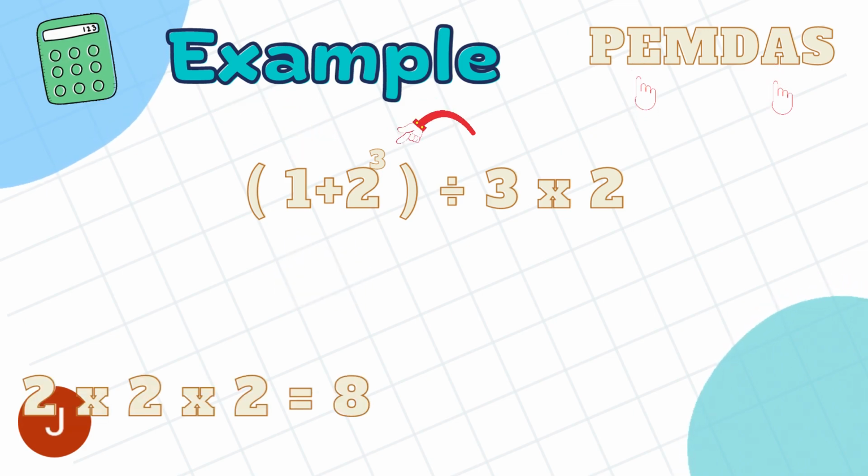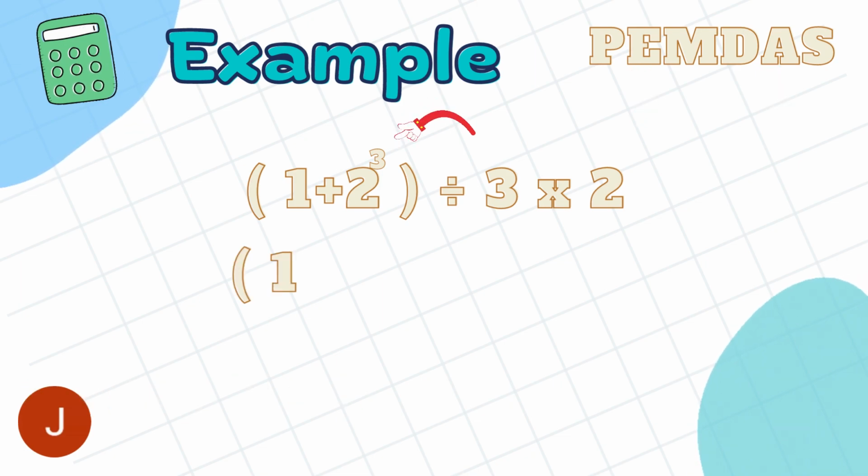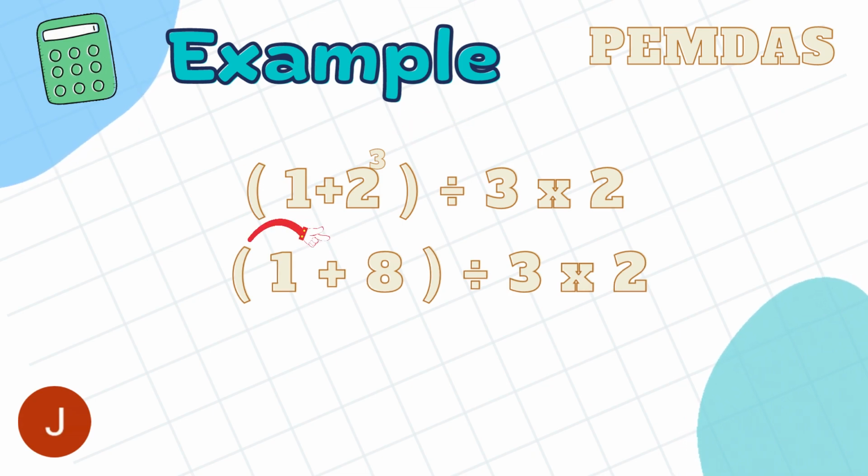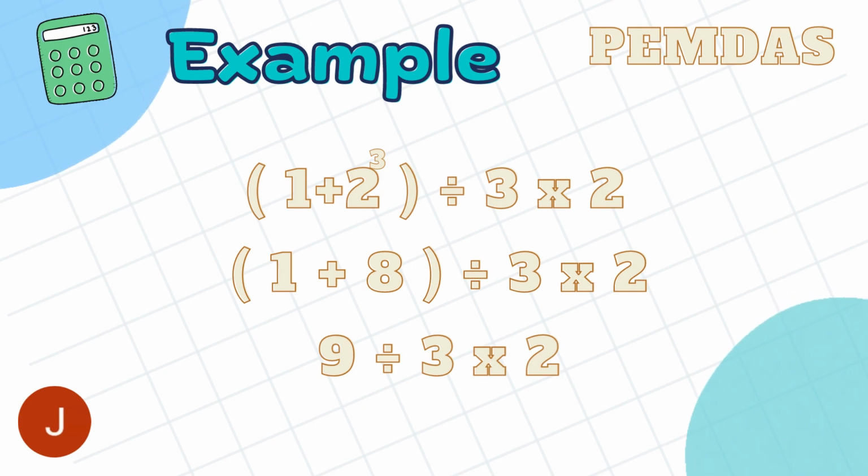Let me solve the exponent. 2 multiplied by 2 multiplied by 2 gives me 8. So I simply replace the 2 cubed by 8, and I drop the rest as it is. Notice that I did not remove the parentheses sign because I'm still not done with the parentheses. I still have the addition that is within it. Adding 1 plus 8 gives me 9, and then I drop the rest.